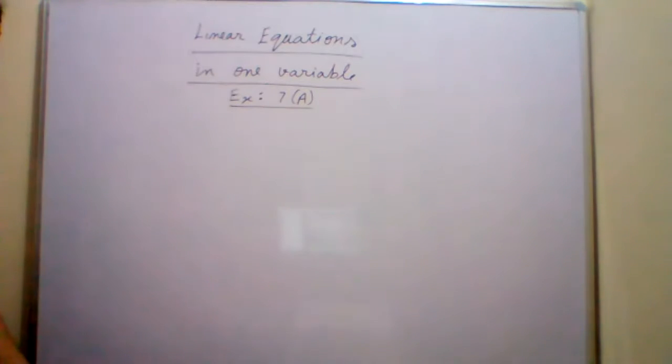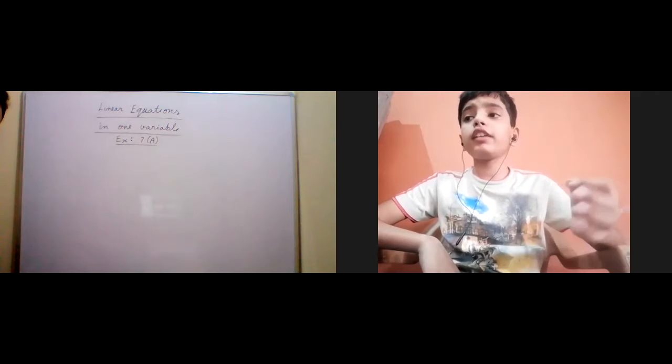So yeah, Krishna. Krishna beta, what are linear equations in one variable? The two or more algebraic expressions which are separated by an equal to sign and they have a single variable with a power maximum of 1 are called linear equations in one variable. Very good. Perfect. Very good answer.